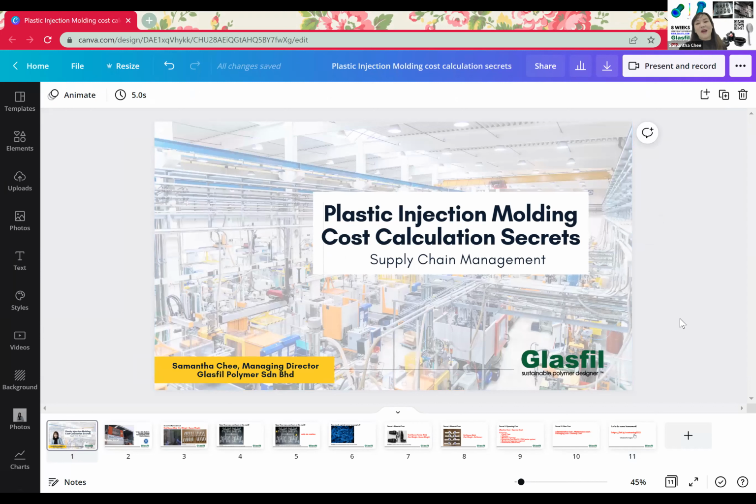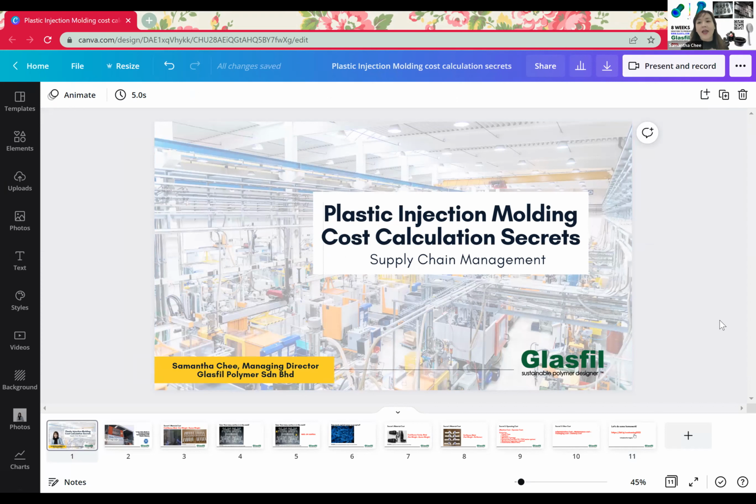Before that, after so much talking, you may want to know who I am. So my name is Samantha. I'm the Managing Director of Glasfil Polymers Sdn Bhd. We're a proud company that produces plastic consciously with the tagline of Sustainable Polymer Designer, because we basically design with the end in mind for all the products that we produce. We want it to be conscious and very environmentally friendly.